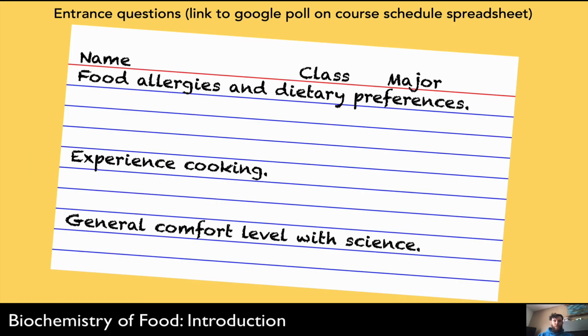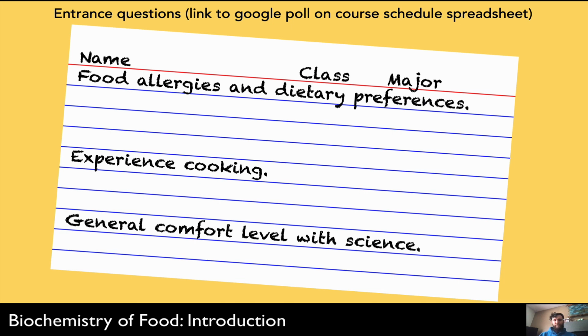Okay. So the entrance questions, I showed you that. The link to it is on the course schedule spreadsheet. It's a Google poll. Just tell me your name, what class you are, your major, and importantly, you'll have to tell me what your food allergies and dietary preferences are. I need to know that. If you have any allergies, I have to make sure not to introduce any of those foods into the room where you're going to be. So that's a required question. Please fill that out. You're not allowed to come to lab until I have this information from you.